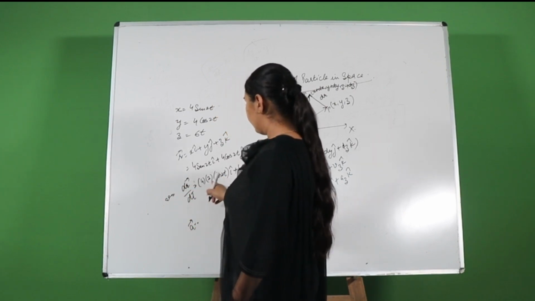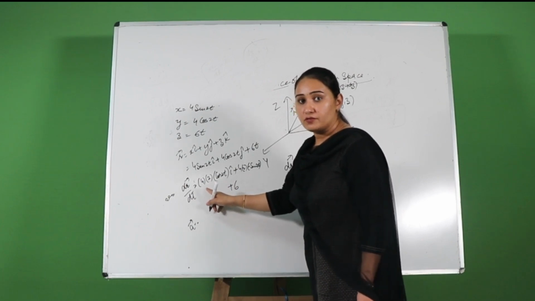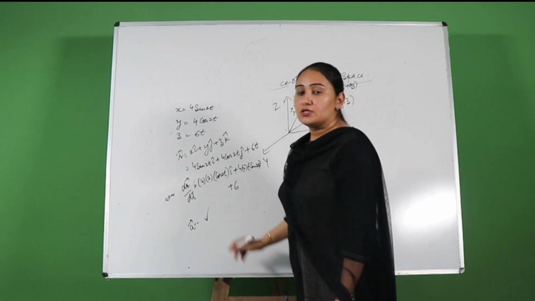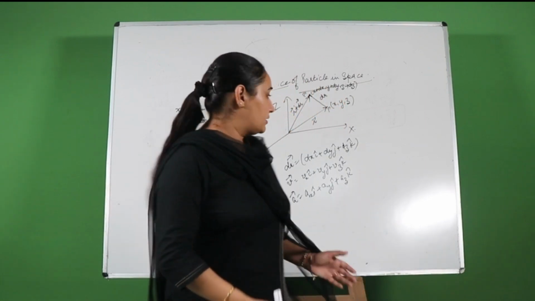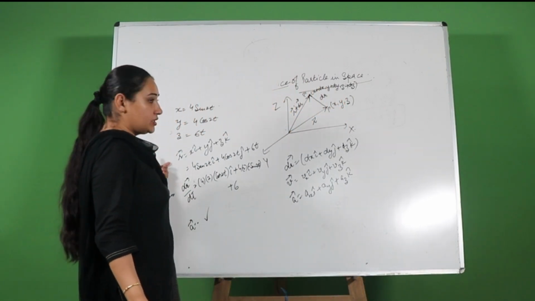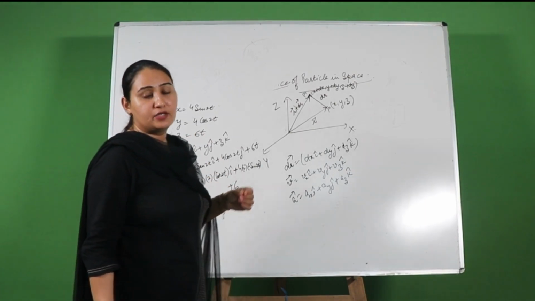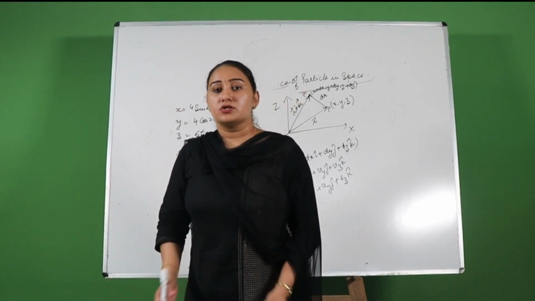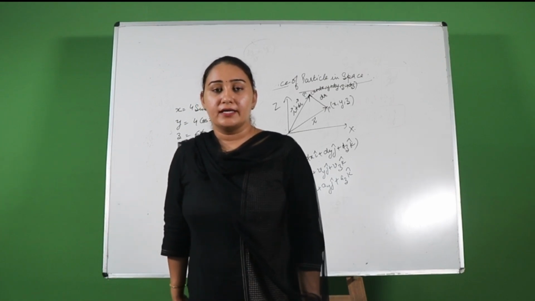Acceleration will be given by differentiating this equation. So when I differentiate this equation, I will get the acceleration. So this is how we deal with the Cartesian coordinates. We find the position, displacement and acceleration. So this is all about the Cartesian coordinate system.